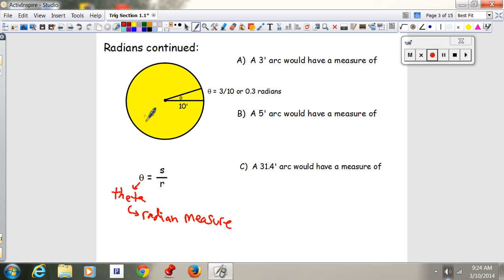So if I know that my whole radius is 10, and I only go up 3 feet, then that's going to be 3/10 of a radian. It's going to be 0.3 radians. What if I went up 5 feet on the circle? That's 5/10 or 1/2 of a radian. That's not a whole radian. That's just half of a radius, half of our radius. So our radius was 10 and we only went up half of the radius, we went up 5. So that'd be 0.5 radians, or 1/2 of a radian.